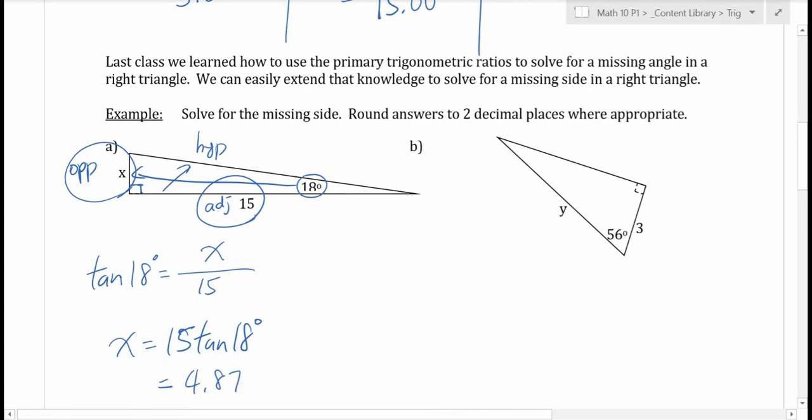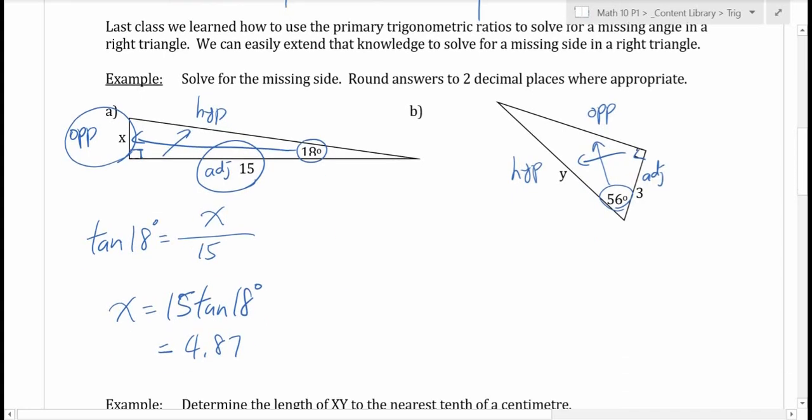I'll let you try part B and see how you do. So here's the angle, opposite side, 90 degrees, hypotenuse, adjacent. Hopefully that's what you have. The ratio we have to use is cosine, adjacent over hypotenuse. So cosine of the angle 56 degrees is equal to the adjacent, which is 3, over the hypotenuse of y.